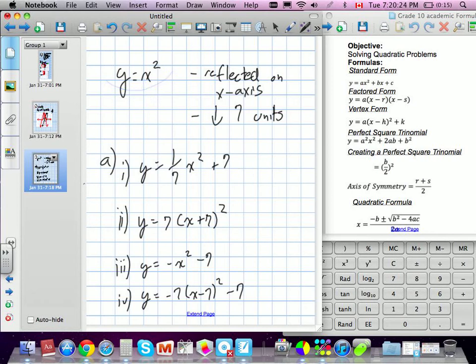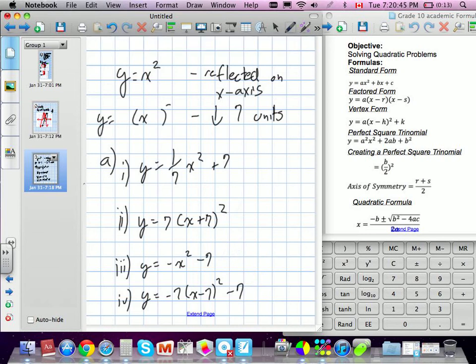Okay, so let's talk about it. What form are they in? Do you know? Yeah, that's right, they're in vertex form. So we have our A value, H, and K. Okay, so let's first go through figuring all these out.